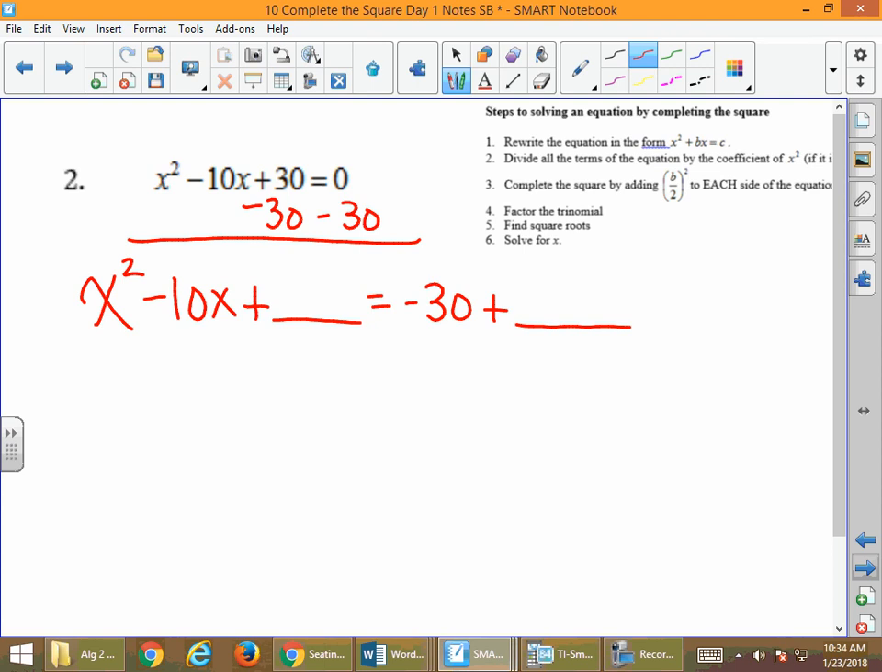To figure out what that something is, that's going to be our step 3, which is going to be negative 10 divided by 2 squared. B divided by 2 squared. Negative 10 divided by 2 is negative 5 squared. And negative 5 squared is negative 5 times negative 5, which is 25.